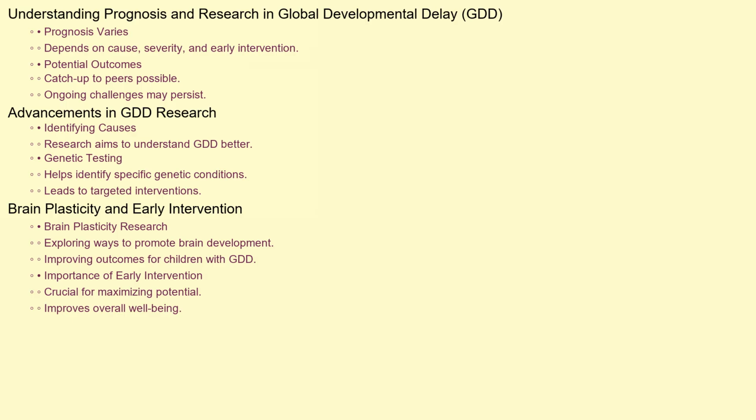Research is ongoing to better understand the causes of GDD and develop more effective treatments. Recent advances in genetic testing are helping to identify specific genetic conditions that contribute to GDD, which can lead to more targeted interventions. Additionally, research into brain plasticity is exploring ways to promote brain development and improve outcomes for children with GDD. Remember, early intervention and ongoing support are crucial for maximizing a child's potential and improving their overall well-being.